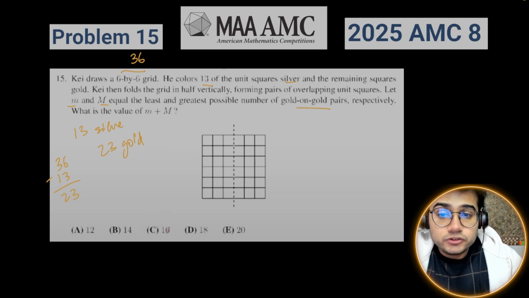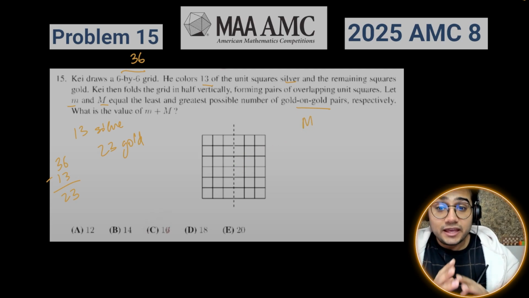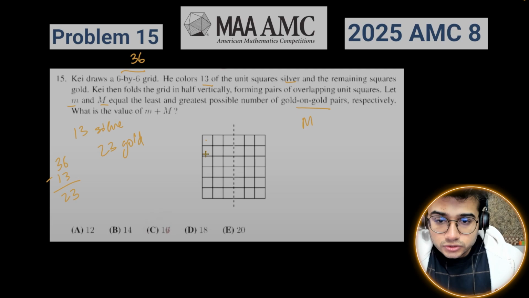Well, we just have to find the configuration to maximize the number of overlappings, and another configuration to minimize it. So let's do maximizing first, right? And we know that if you want to maximize them, they have to be symmetric, right? So we see 1, 2, 3, 4, 5, 6. We can do these 6, right? And similarly, we can do these 6. When you fold them, they will overlap, right?